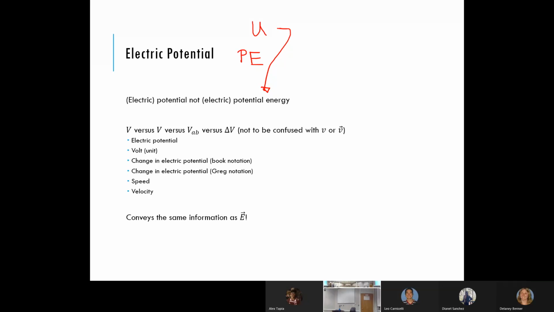So I'll re-emphasize, if you look at the electric potential, this is conveying the exact same information as the electric field. So again, it only pertains to the sources. The electric field is the sources. The electric potential will only be the sources, the source charges, because it conveys the exact same information.